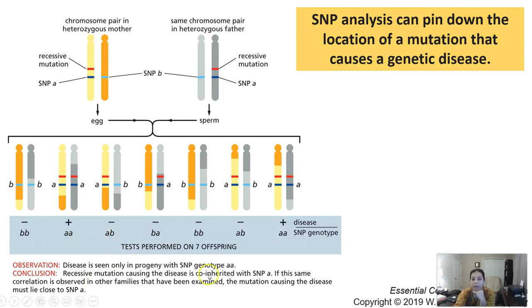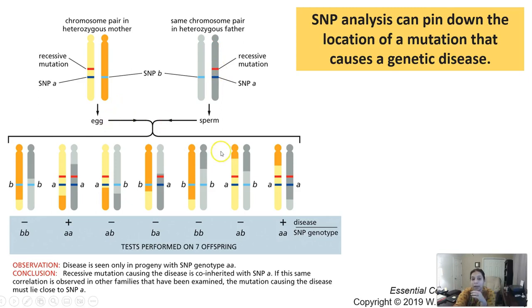So here you have an example where you have a chromosome pair in a heterozygous mother, you have a particular SNP and the recessive mutation, and on the other you have a normal gene and an alternate SNP, which is the same as what you also see in the heterozygous father, where again you have the SNP A and the recessive mutation, and because they're very close to each other, they're going to be linked.